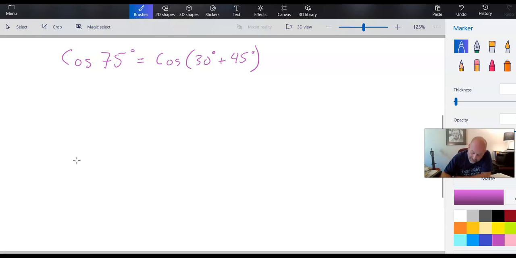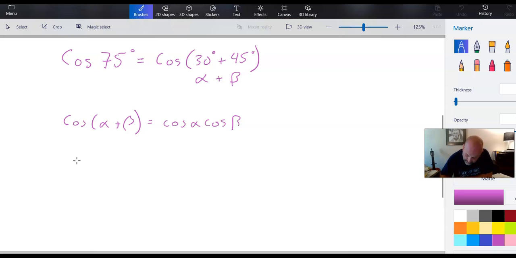If I look at it that way, here's my alpha and here's my beta. This is my alpha plus beta. So it's just a matter of using the formula now. By the way, it's a really good idea just to jot down the formula every time you use it. It just really helps you remember it. So we know that's alpha and beta, and we know that cosine alpha plus beta is cosine alpha cosine beta minus sine alpha sine beta.